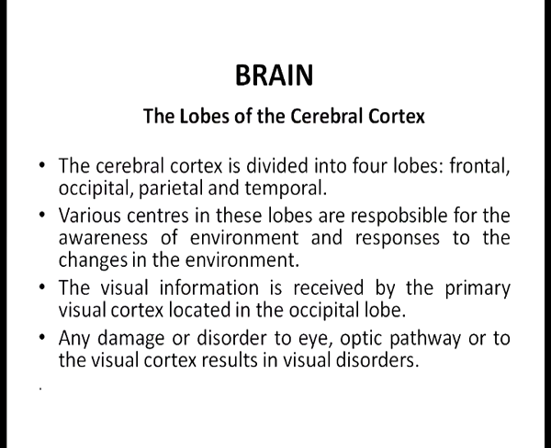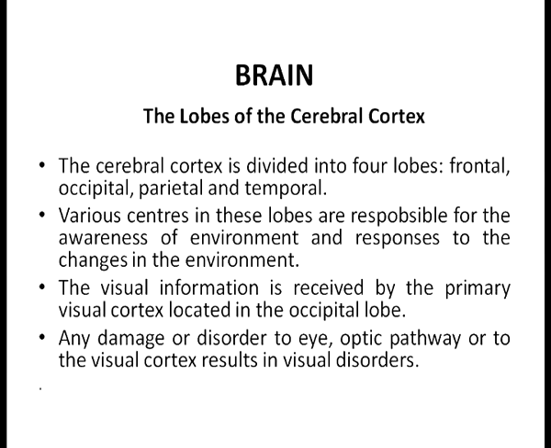There are different lobes of the cerebral cortex. The cerebral cortex is divided basically into four lobes. The first lobe is known as the frontal lobe, second is the occipital lobe, then the parietal lobe, and the last one is the temporal lobe. Various centers in these lobes are responsible for the awareness of the environment and responses to changes in the environment. The visual information is received by the primary visual cortex, which is located in the occipital lobe. That is, whatever information is related to vision is processed in the occipital lobe, which is one of the lobes of the cerebral cortex.